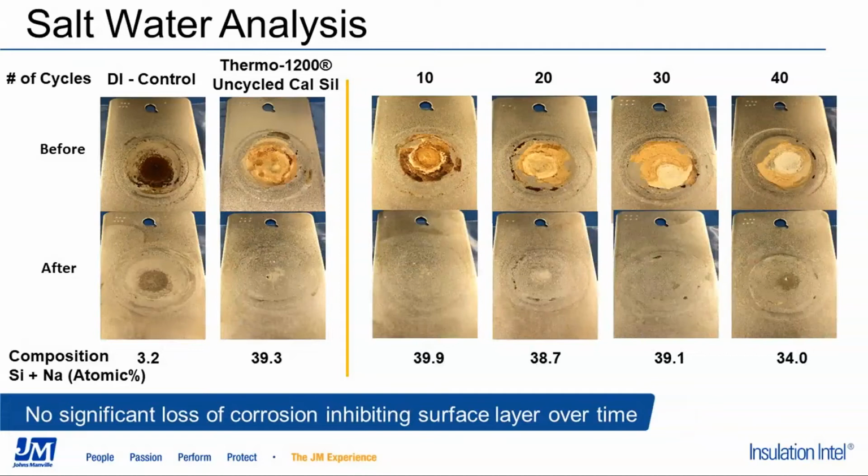So in the saltwater analysis, we again compared the new unexposed Thermo 1200 to DI water exposure and the various 4 cycled samples. As with the other tests, after the 40 wet-dry cycles, there is still a significant surface layer development on the coupons. The EDS analysis of that layer again indicated that it is still comprised mostly of the sodium and silicate ions, and that, again, the relative percentage did not really decrease over time. The clean coupons show that while there was, again, a slight decrease in the effectiveness as compared to the base material, it still performs better than the system exposed directly to deionized water.